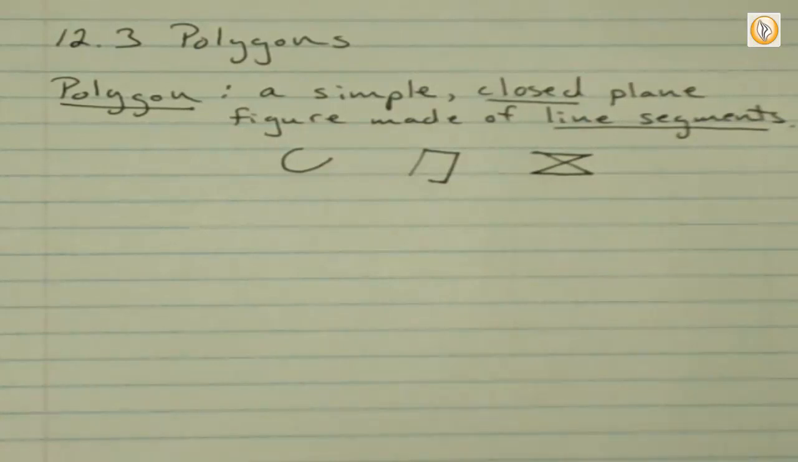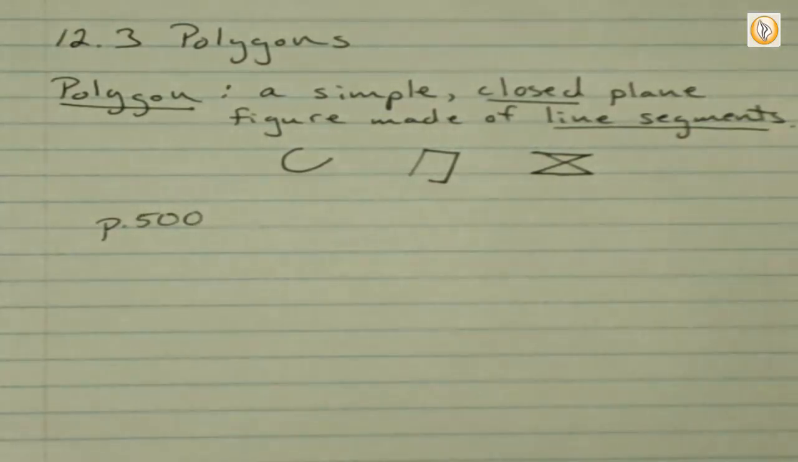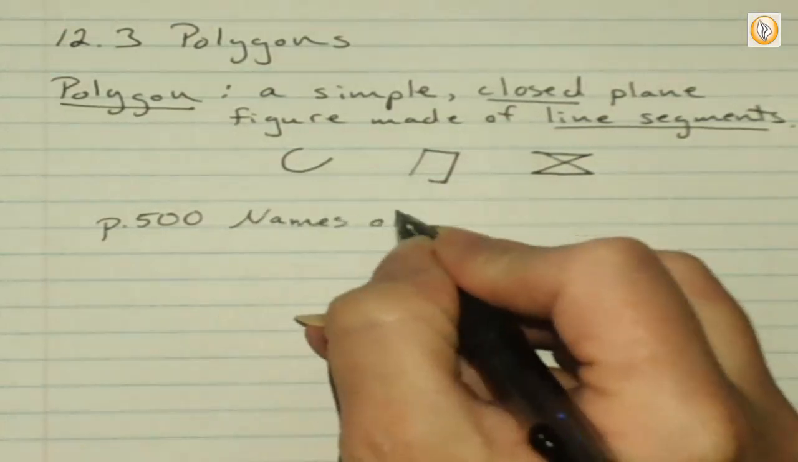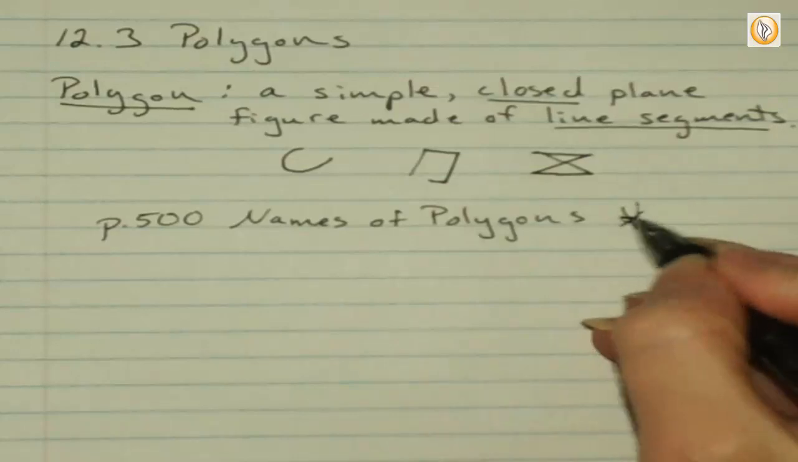Okay. So what I need you to do is look in your book. Let's see. Okay. Page 500. And there you will find a list of names of polygons based on their sides. If you look, they have a 3-sided is triangle, 4-sided quadrilateral, 5 pentagon, 6-sided hexagon, 7-sided heptagon, and so on. Okay? Y'all see that? You need to know those.